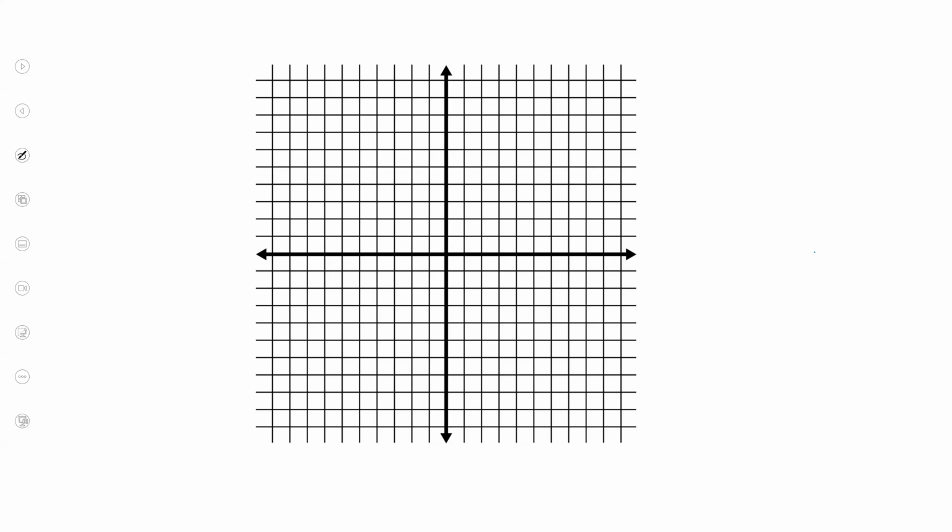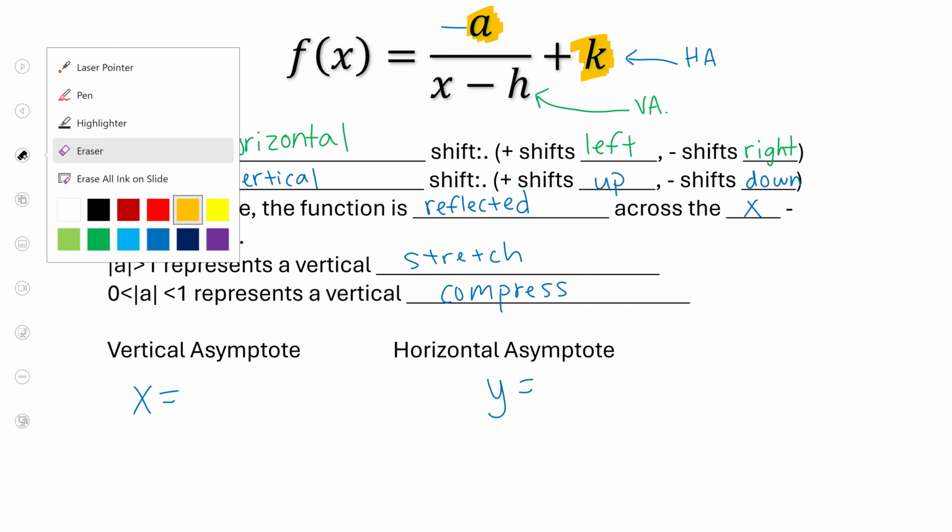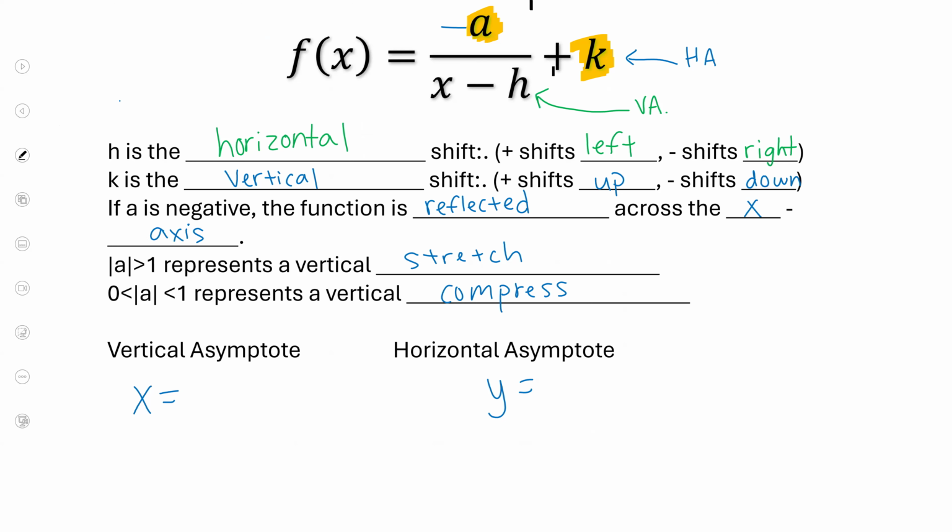Okay, so let's say I give you the function. What is the transformation here? Yep, it went down 2. Now, let me give you some notes real quick before we begin. I'm going to highlight A and K. That affects Y values. Okay? All of the transformations affect the Y values. All of these affect Y.